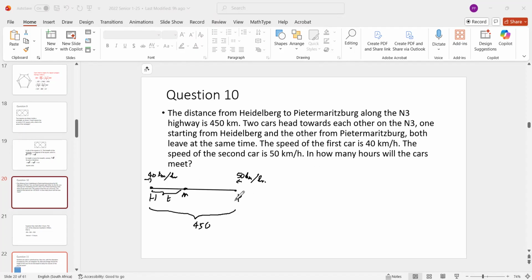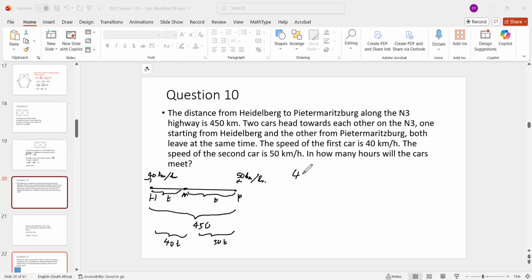In how many hours will the cars meet? So this car traveled for T hours, and this car traveled for T hours also. Now this picture here will give you an equation, because the speed here is 40 kilometers in 1 hour. So this distance here in T hours has to be 40T. Because in 1 hour it's 40, and 2 hours is 80. In T hours it will be 40 times T. And the same thing with this. So this has traveled 40T, this has traveled 50T.